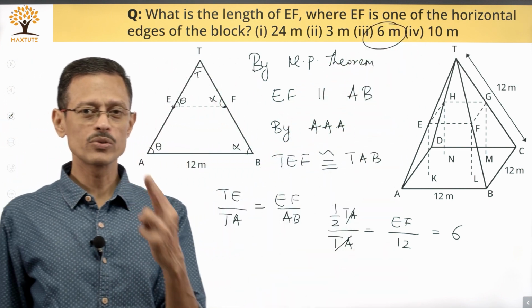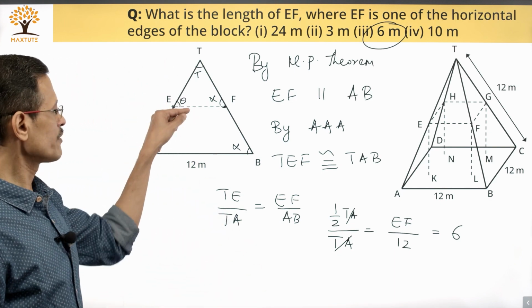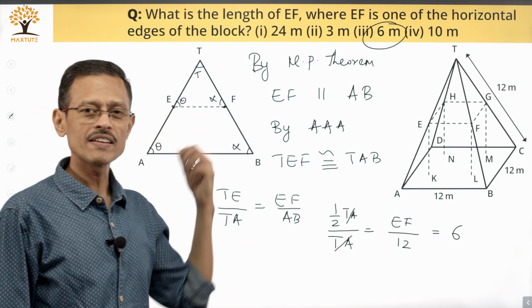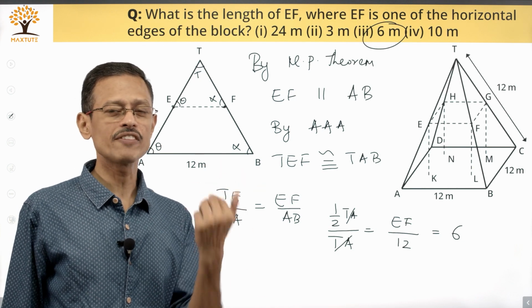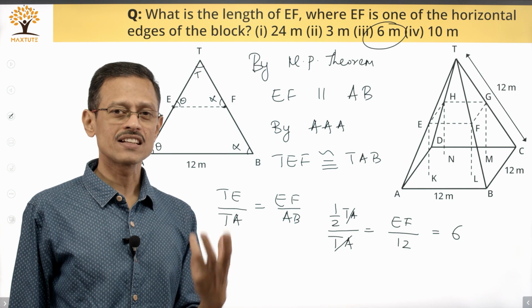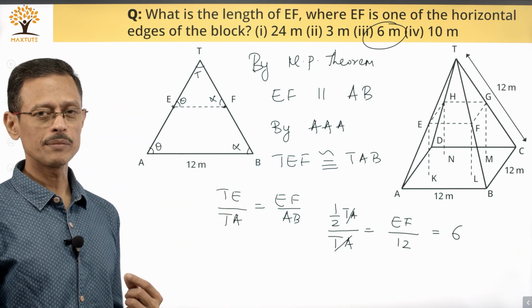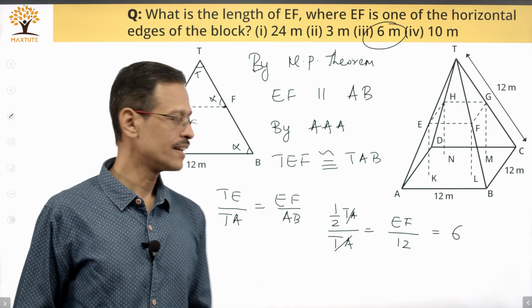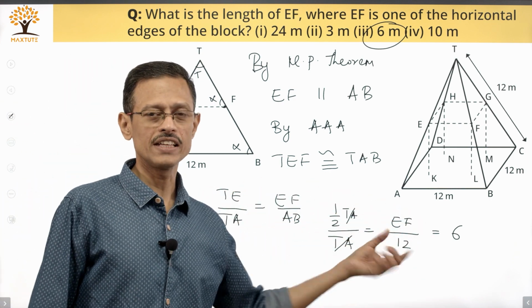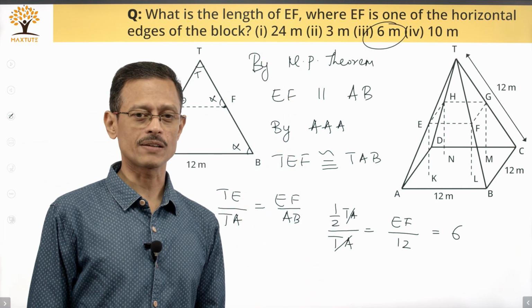The 2 theorems we are using in this: the first one, we are employing midpoint theorem and establishing that EF is parallel to AB. The moment we establish EF is parallel to AB, by AAA we know that triangles TEF and TAB are similar. If triangles TEF and TAB are similar, TE by TA will be equal to EF by AB. TE is half of TA because E is the midpoint of TA. So using that, we've been able to compute the value of EF to be equal to 6 meters. Choice 3 is the correct answer to this question, right?